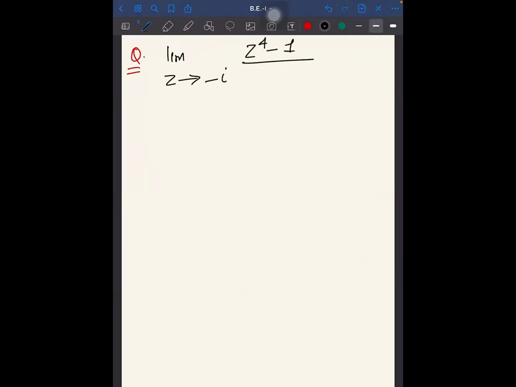Next, what about this one? Can anybody tell? Pretty easy. A factor will form here. So we take z square minus 1 into z square plus 1, and z square plus 1 becomes z minus iota into z plus iota. This will be done, right? So I'm leaving this as an exercise. Actually, you have already done it.